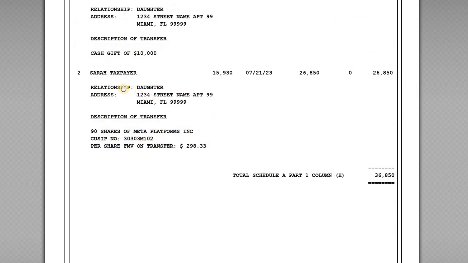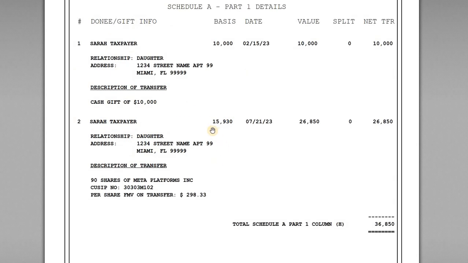Now on to the publicly traded stock. So we have Sarah Taxpayer here, same information. The basis in the stock, so Jane's cost basis, was $15,950.